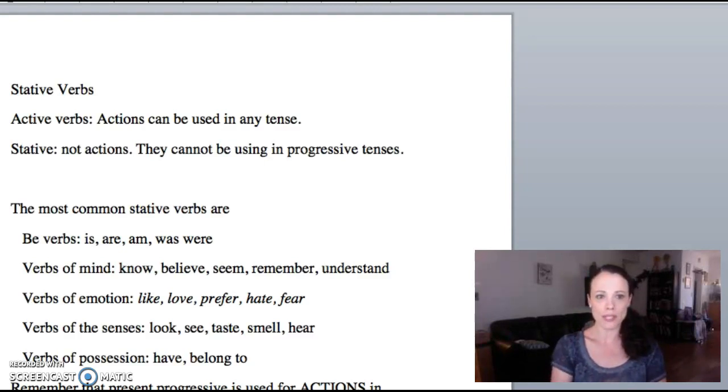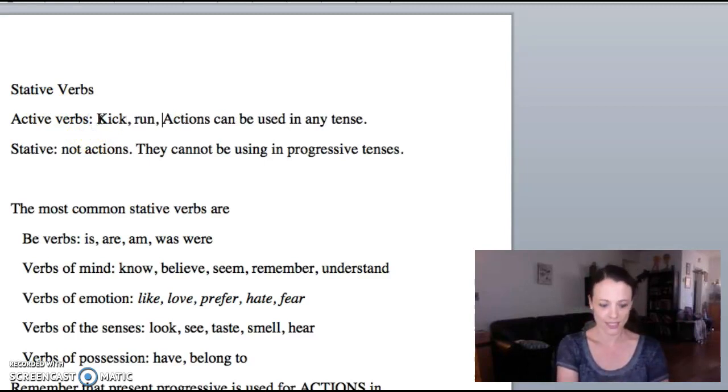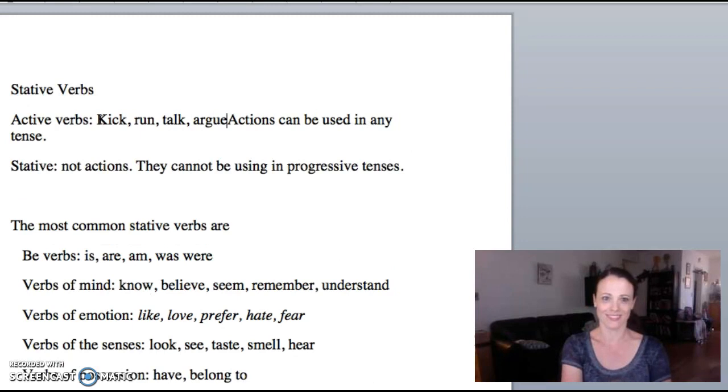Really, there's two types of verbs, active verbs and stative verbs. And most verbs are your active verbs. These are actions. These are activities that you do, like kick, run, talk, argue. These are all active verbs. They're actions that you do something, right? So actions can be used in any tense.